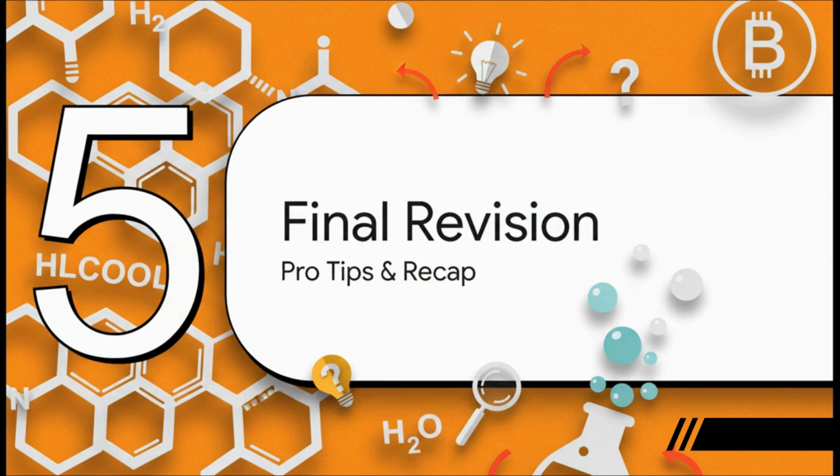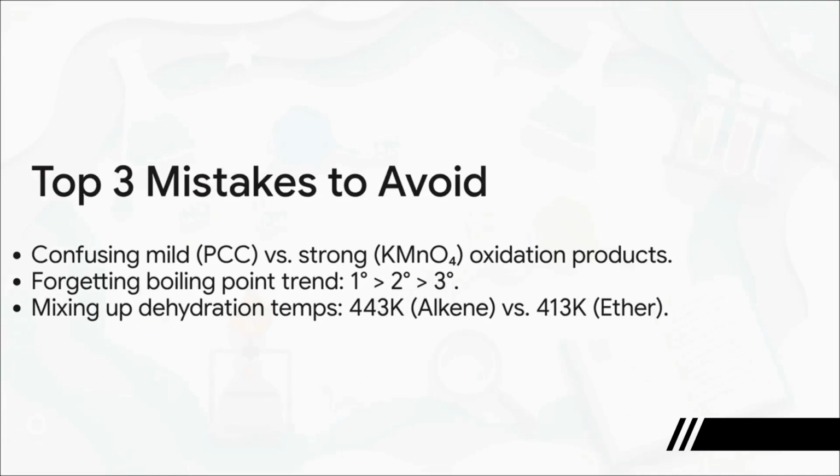Awesome job. Now that we've had some practice, let's move into our final section, a super fast revision and some pro tips to help you avoid those common exam traps. Okay, I need you to listen very carefully. These are the 3 traps that students fall into year after year. First, mixing up the products from PCC and KMnO₄. We have a trick for that now. Second, getting the boiling point trend backwards. Remember, more branching means lower boiling point. And third, confusing the temperatures for dehydration. 443 for alkene, 413 for ether. Avoid these 3 mistakes and you are already way ahead of the curve.